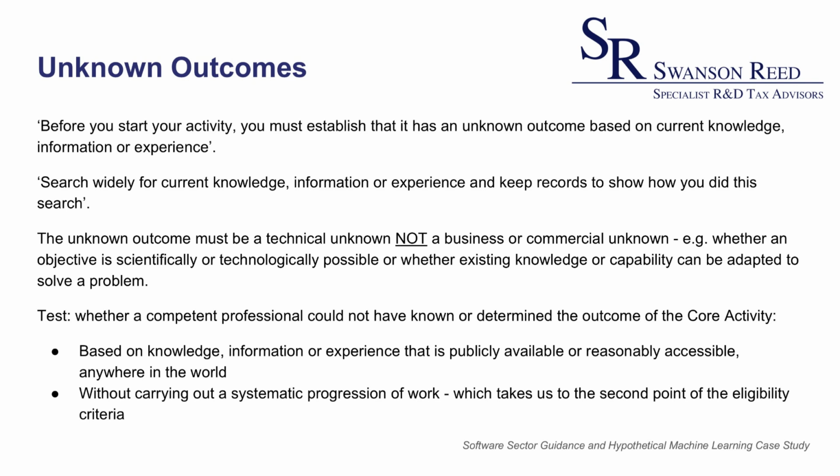For example, whether an objective is scientifically or technologically possible, or whether existing knowledge or capability can be adapted to solve a problem. The typical test AusIndustry will apply when assessing whether an unknown is valid for the purposes of R&D tax incentive eligibility is whether a competent professional, i.e. a person who has knowledge, skills, and expertise in the field that relates to the R&D, could have known or determined the outcome of the core activity based on knowledge, information, or experience that is publicly available or reasonably accessible anywhere in the world, and without carrying out a systematic progression of work, which takes us to the second point of the eligibility criteria.